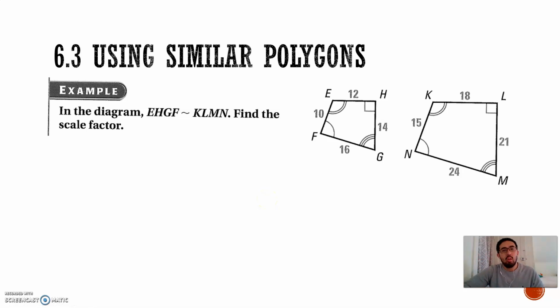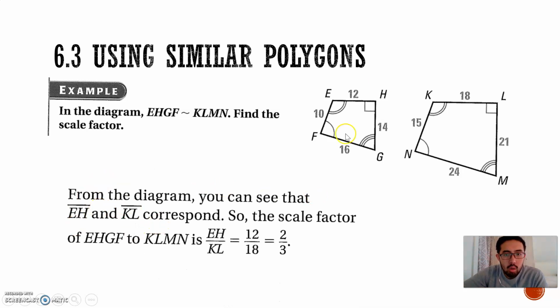Any of them. Okay? So if you look here, they chose to use EH to KL, which is just what, 12 over 18, which is just 2 over 3. That should be the scale factor.